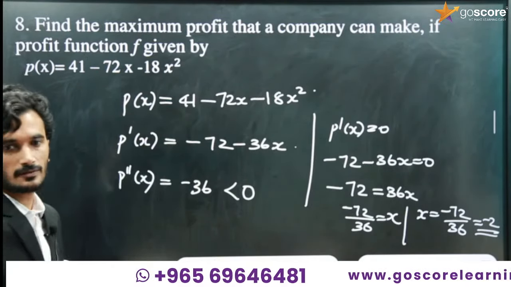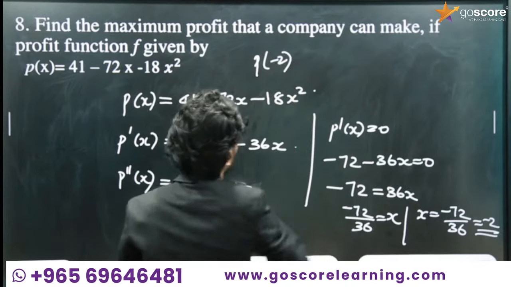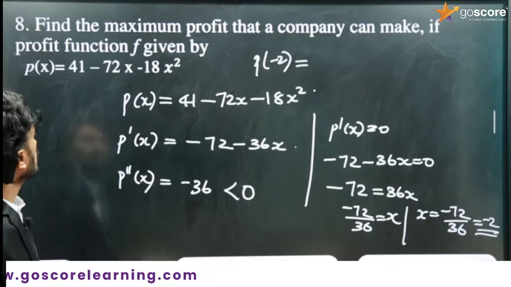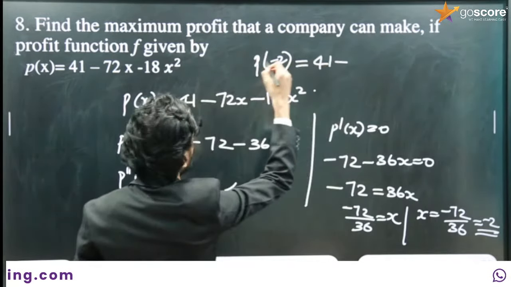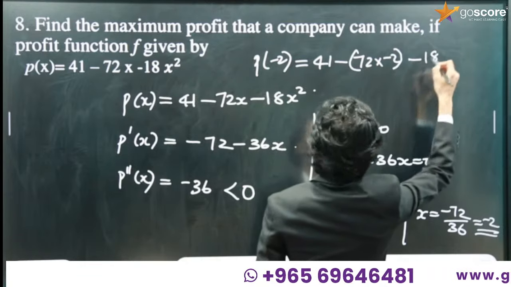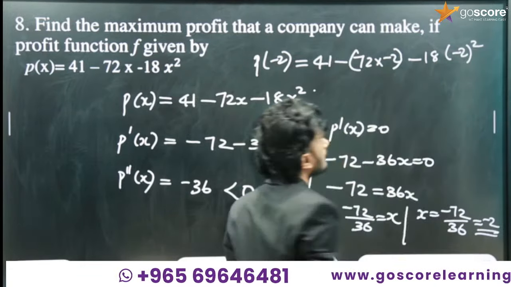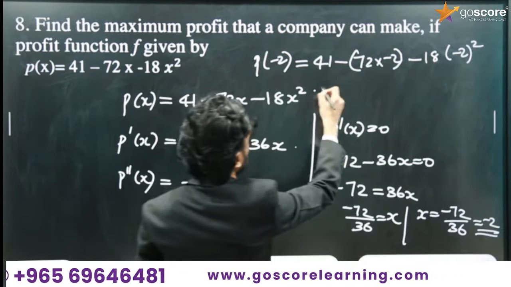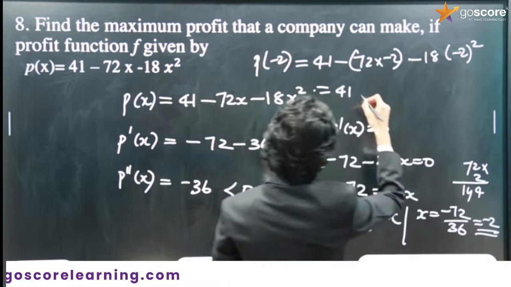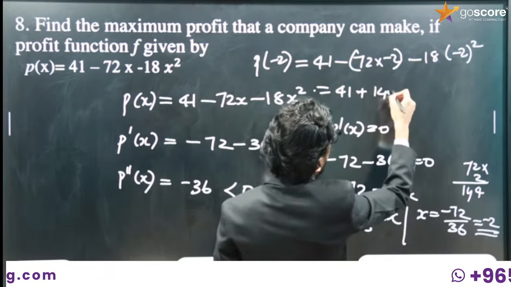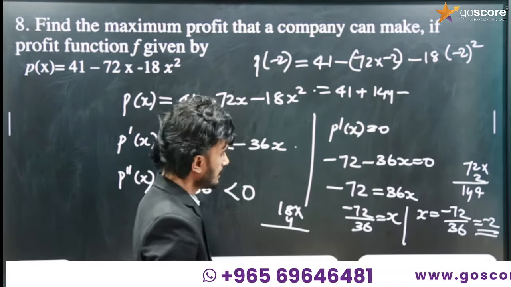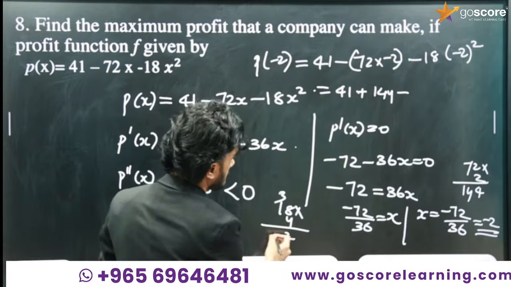We want to find the maximum profit that the company can get. So P of minus 2 is the value. P of minus 2 is equal to 41 minus 72 into minus 2 minus 18 into minus 2 square. 72 into 2 is 144, and minus into minus gives plus. Then 18 into minus 2 square, which is 4, so 18 into 4 is 72.